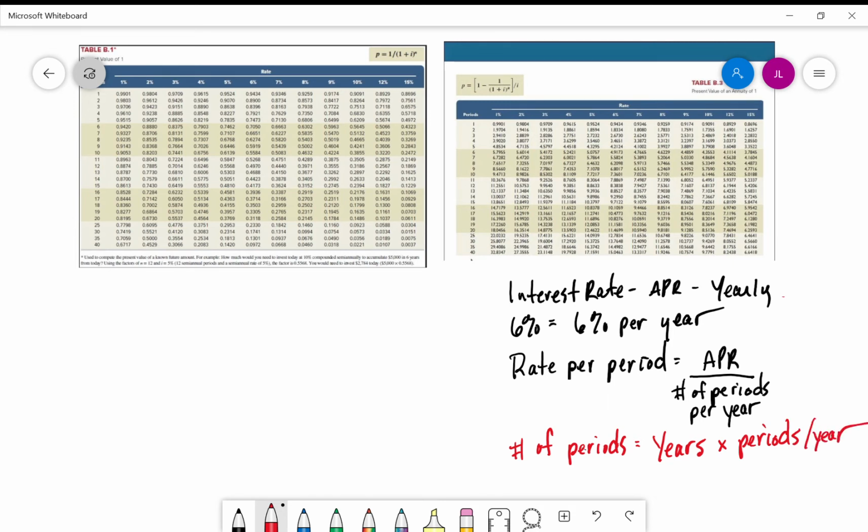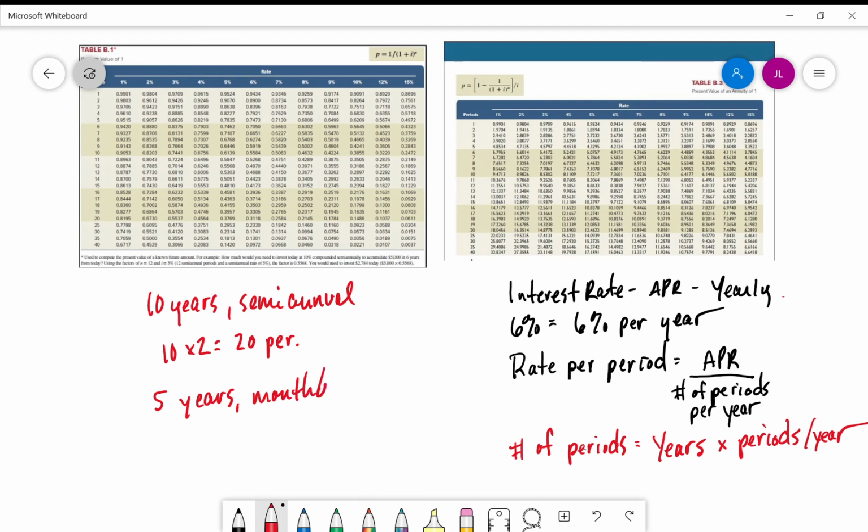So for example, if we look at something that's 10 years, and we're looking at semi-annual, well, that's 10 years. Semi-annual is twice per year, so that's 20 periods. If we're looking at 5 years monthly, well, 5 years monthly is 12 times per year, so we have 60 periods. Okay. And this is what we get on the table.